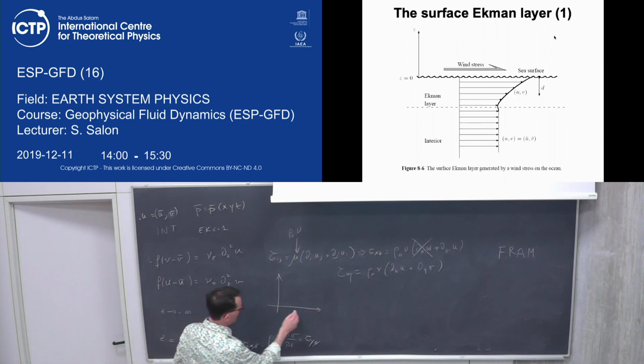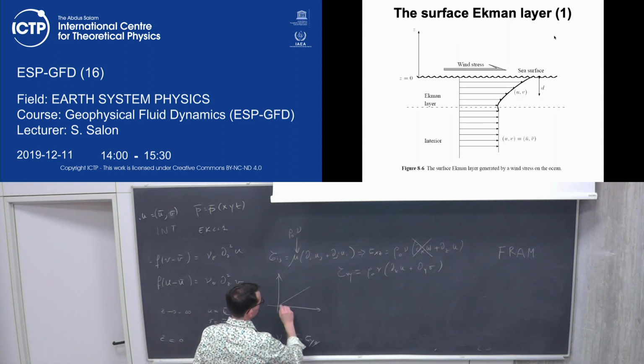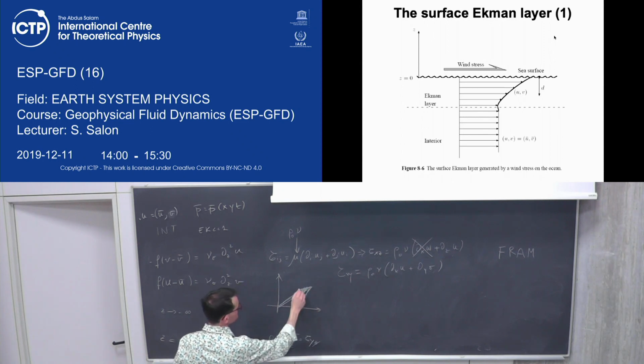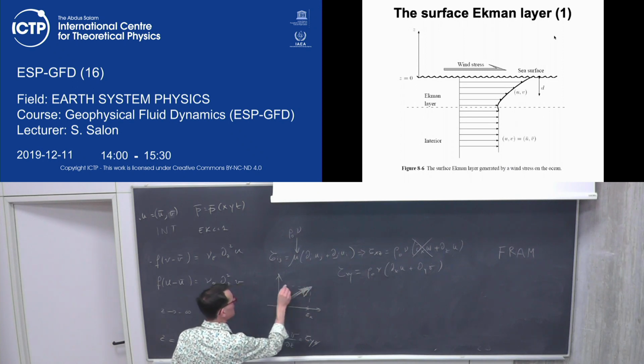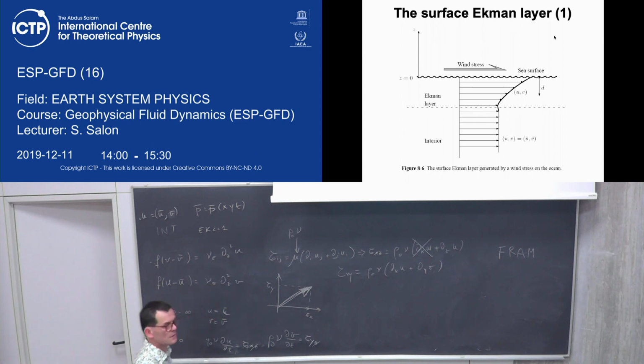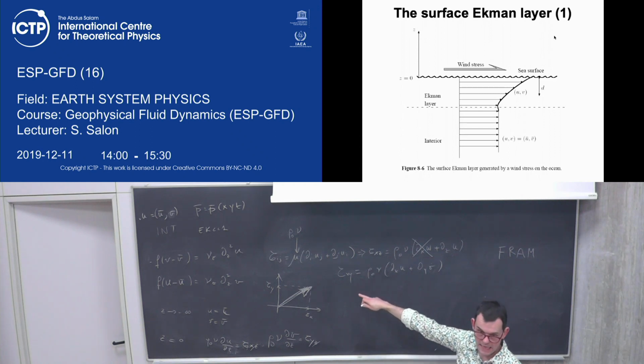So I was saying that if we have tau, which is like this, here we have tau x and tau y. Okay? So this actually is the wind field, or wind stress. There is a small difference: wind, of course, is a velocity, the stress is a pressure. Okay? If you calculate the unit of measure.